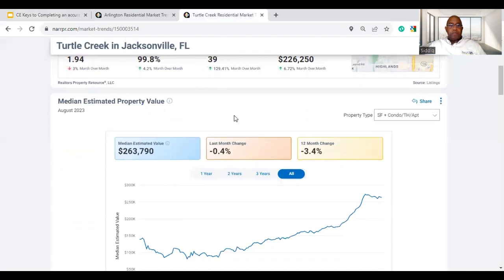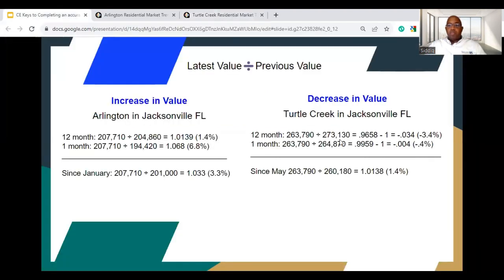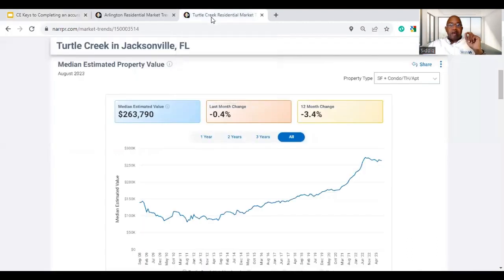They have a decrease in value. If I did the latest value, which is 263,790, and I go back 12 months, I'm going to get 273,130. When I divide them, I'm going to get 0.9658. And remember, if it's point something, that means that during that time period of 12 months, there's been a decrease in value. Then I subtract 1, move the decimal, and I get negative 3.4%. And if I go up here, it matches the calculation that RPR has.